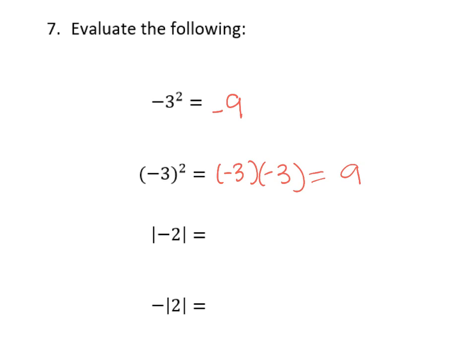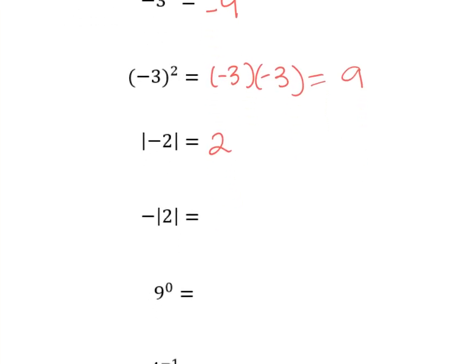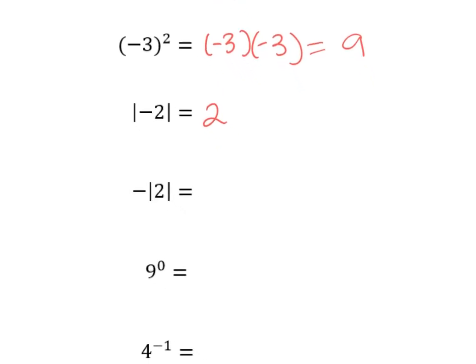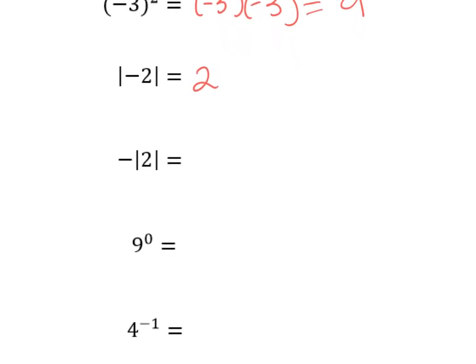When you have the bars around this, remember that is absolute value. So you're saying, what is that number's distance from 0? Again, distance always being positive. Negative 2 is 2 from 0, 2 units, so it's just a positive 2 for the absolute value. This fourth one says the opposite of the absolute value of 2. That negative is on the outside. So if I have the absolute value of 2 is 2, and then the opposite of that for that negative, my final answer is negative 2.